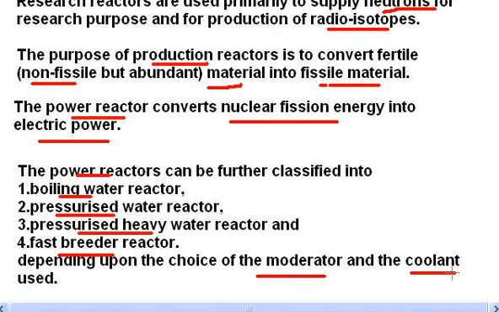So generally the nuclear reactor is classified into three types. One is the research reactor, then the production reactor, and the power reactor. Research reactor just supplies the neutron, production reactor just converts the non-fissile into fissile material, and the power reactor, by the name you can understand that the nuclear energy produced is converted into electrical energy. And the power reactor is further classified into four types. One is the boiling water reactor, pressurized water reactor, then pressurized heavy water reactor, and the fast breeder reactor. Depends upon the moderator and the coolant used.